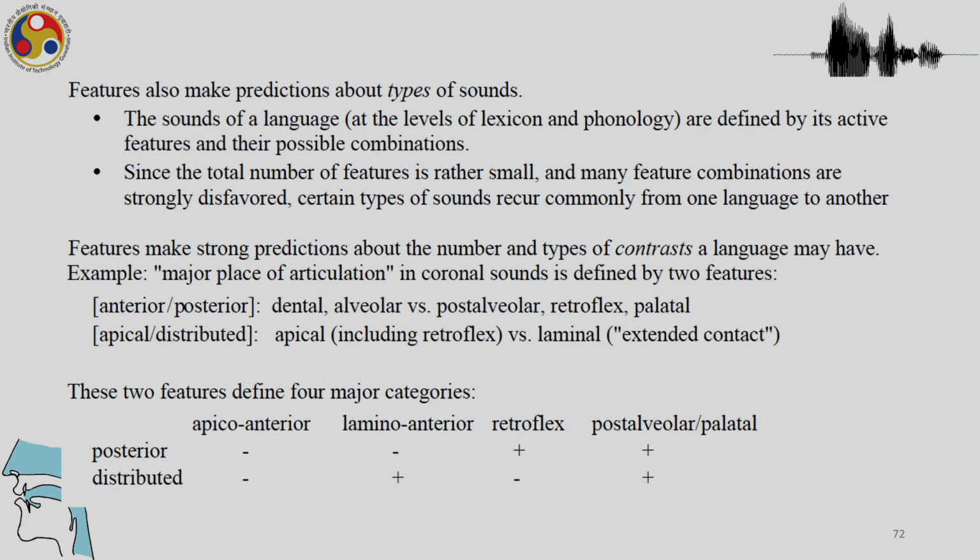Features also make predictions about types of sounds. The sounds of a language at the levels of lexicon and phonology are defined by its active features and their possible combinations.